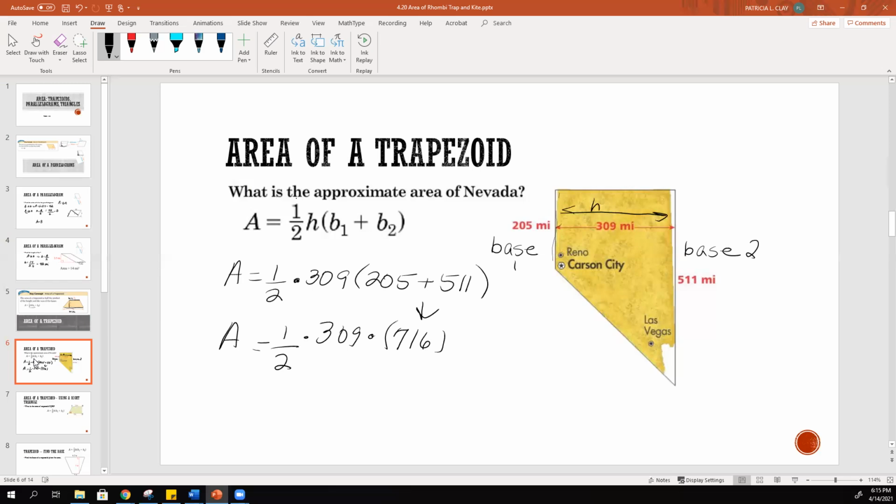Okay, so we get the area of Nevada is really big. It is 110,622 miles, and it's squared. Don't forget the squared when we deal with area. Okay.